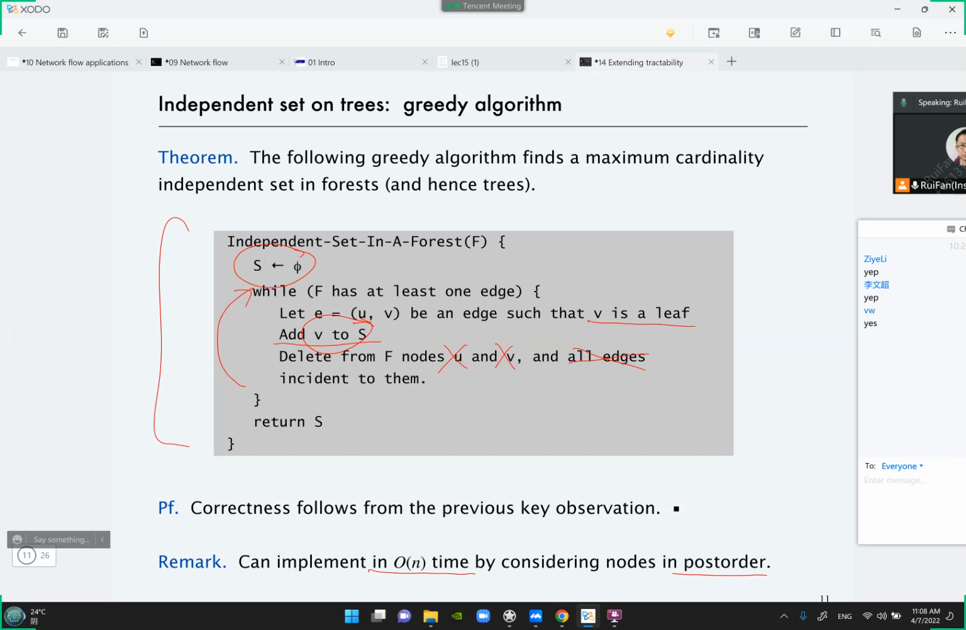If you don't do it in post order, it's still going to be polynomial, unless you do it in some very bad order. Basically any order that you do this algorithm in is going to be polynomial. But if you want really fast running time, you should do it in post order.